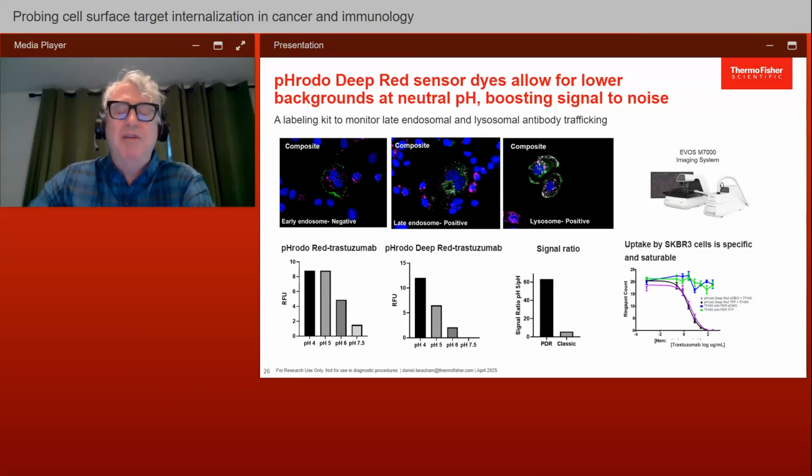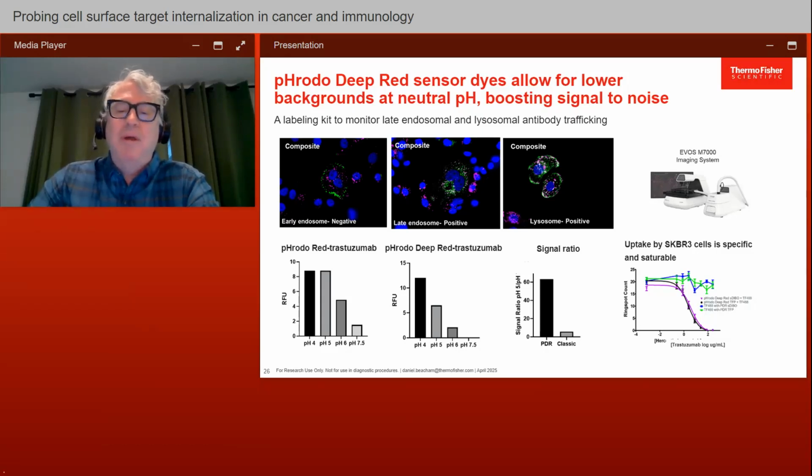Outside of the cell at pH 7.4, 7.5, there's still quite a bit of signal. Here we've quantified the signal of antibodies labeled with the deep red form in the middle. At pH 7.5, you can see the dye is essentially off, and much more like a luminescence measurement, you have a signal that appears out of the darkness, giving very large signal to noise ratios shown in that third bar graph to the right.